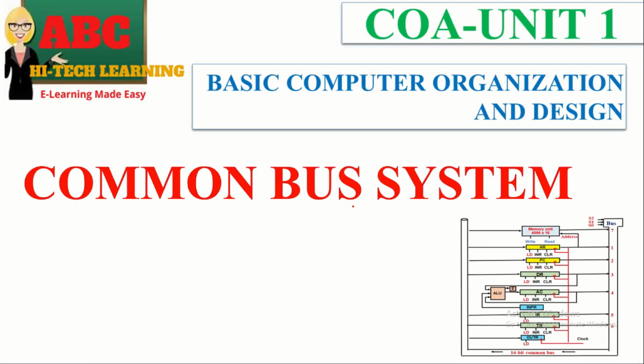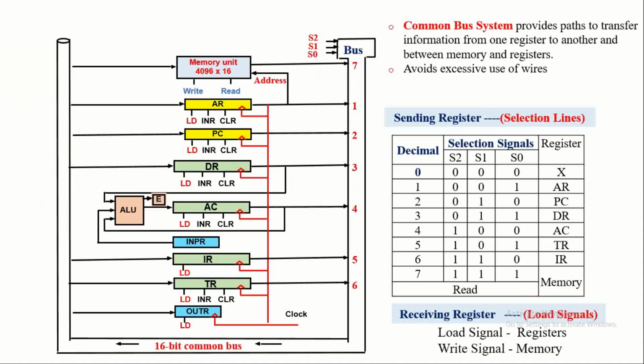Hello viewers, we are going to learn about Common Bus System in Basic Computer Organization and Design. Common Bus System provides a communication path to transfer information from one register to another and between memory and registers.